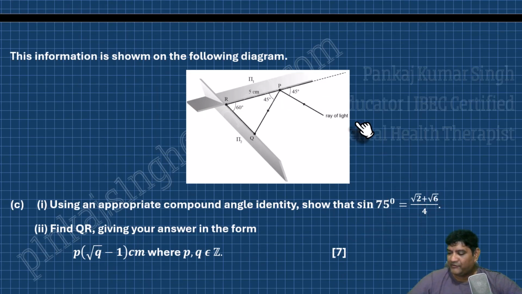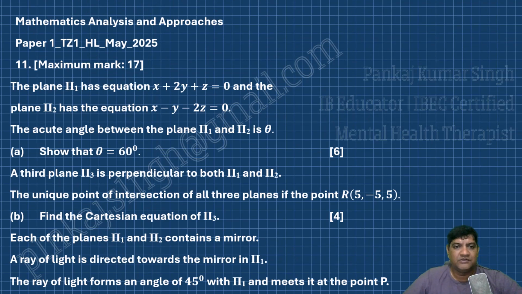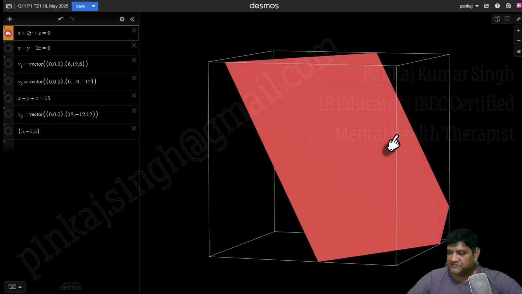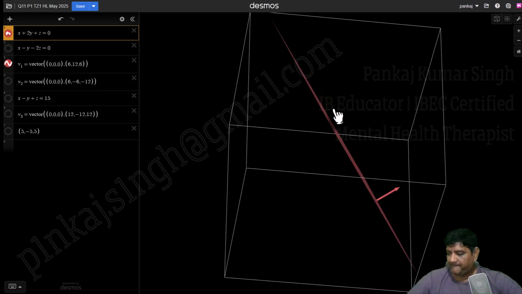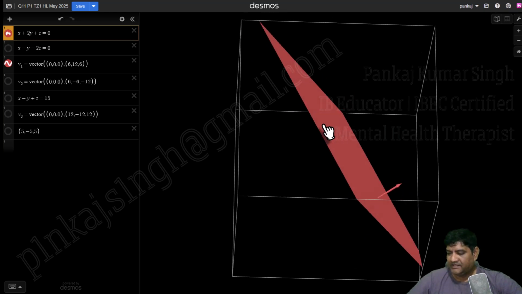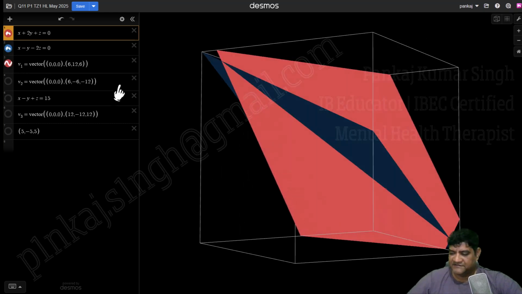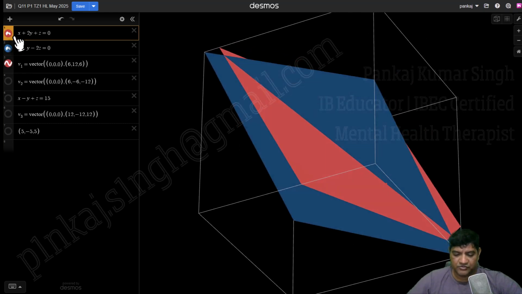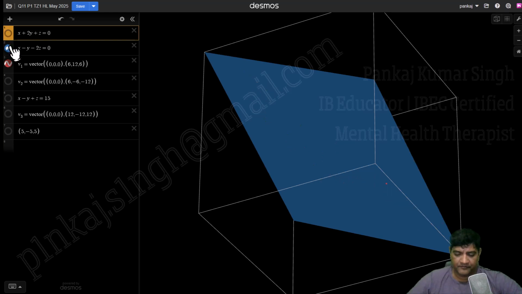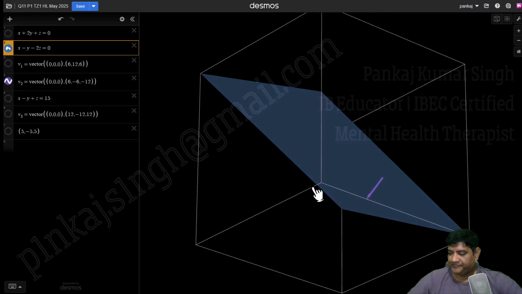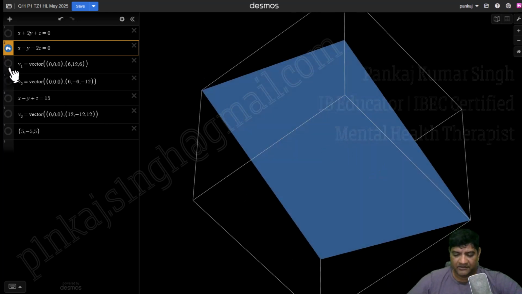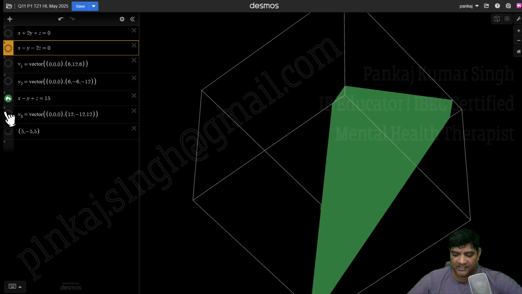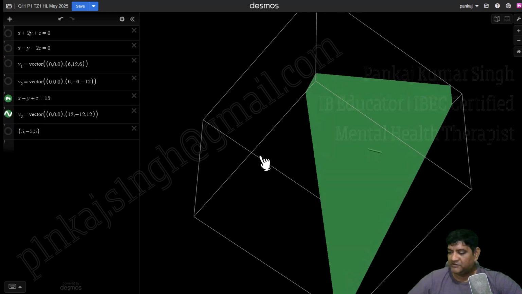We can find out sine 75 degrees without the help of the diagram, but for this we will be using the diagram. Let me show you how this looks on Desmos. So this is your first plane. This is pi 1, and you can see that the perpendicular to that particular plane is that. And then we have pi 2, which is this, and the perpendicular to pi 2 is that. So these two are the planes, and we are talking about the third plane, which is this, and the perpendicular to that particular plane is that. The normal to that plane is that.